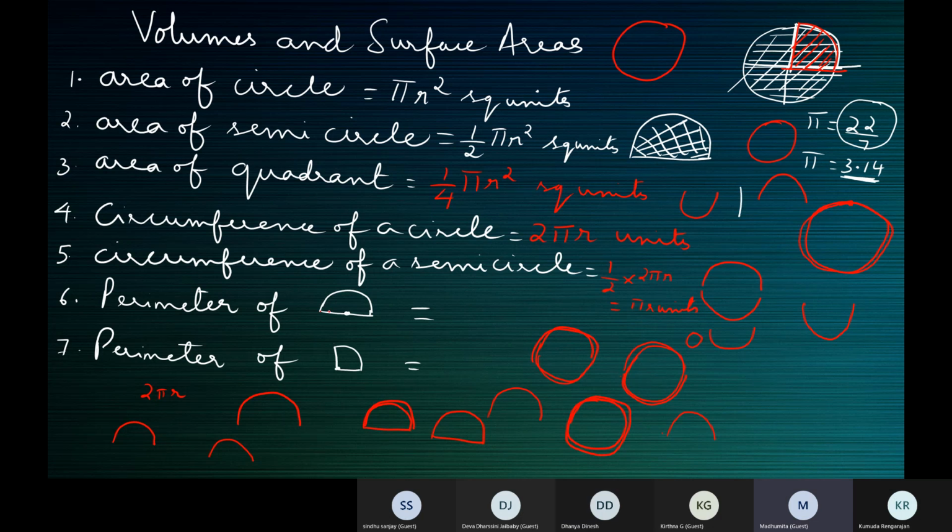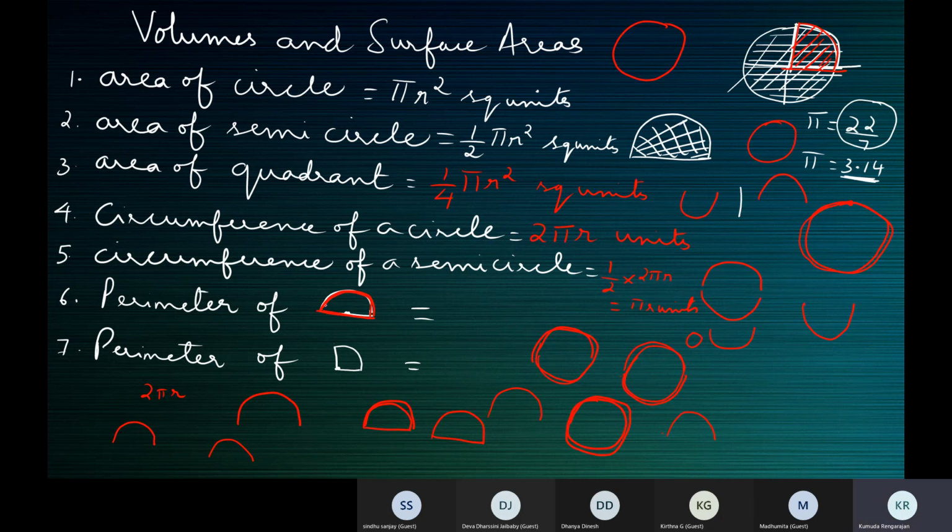Ma'am, but the line's length is not given. So what do you see here? You see a semicircle and the diameter. What's the perimeter? What do we understand by perimeter? It's the length of the boundary of the closed figure.